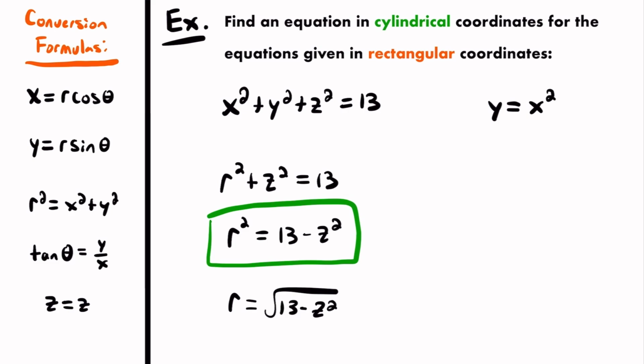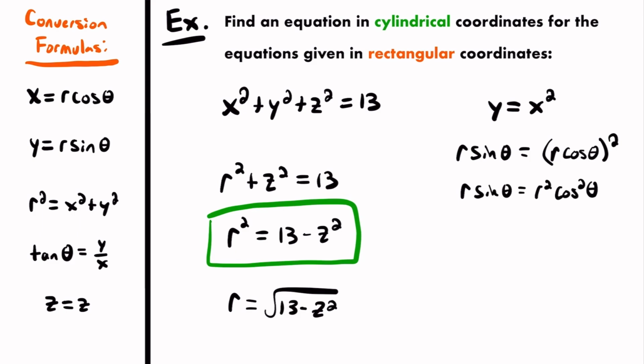Okay, we have to go about this a little bit differently. I'm just going to replace y with r times sine theta and replace this x with r times cosine theta. So we will have to square r and cosine theta. All right, so we'll have r times sine theta equals r times cosine theta squared. Now, if you square each part, we'll have r times sine theta equals r² times cosine squared theta.